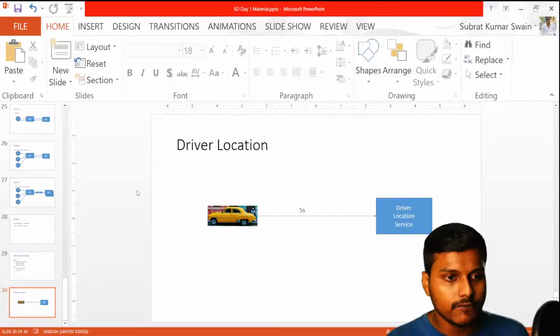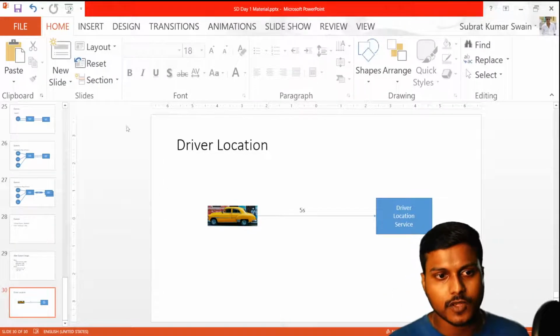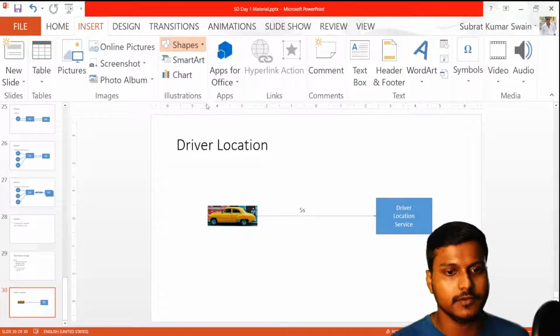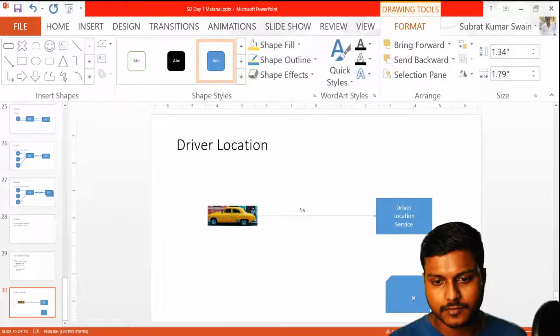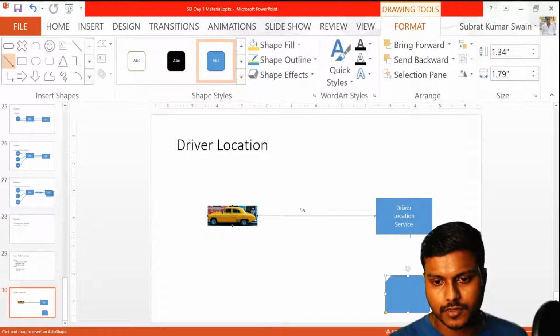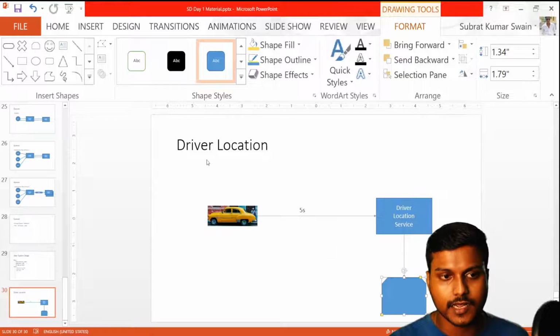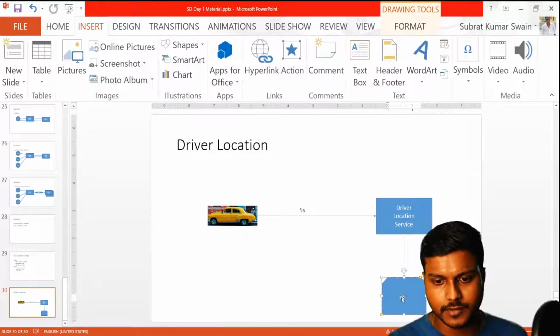That would be stored in this driver location service. Obviously if it is sending its location, there will be so many drivers, and I need to store their locations. So of course there would be a database coming up here which would store the locations of the drivers. This driver location service will fetch the data from the driver, and it would store the data in the database. So let me write this as DB.